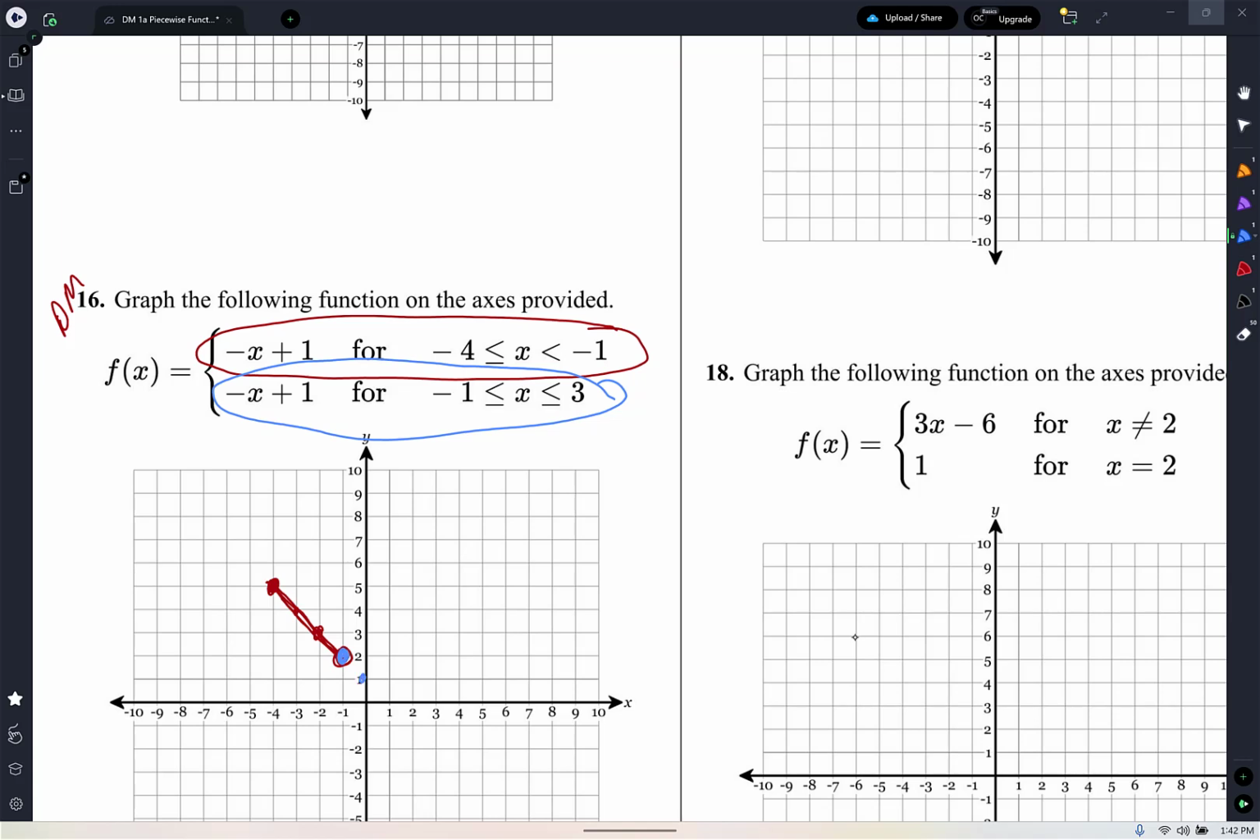Down 1, right 1, all the way until you get to 3, negative 2. And that one's solid. And there it is. Why does it look like that? Because it's the same expression, it's the same line.